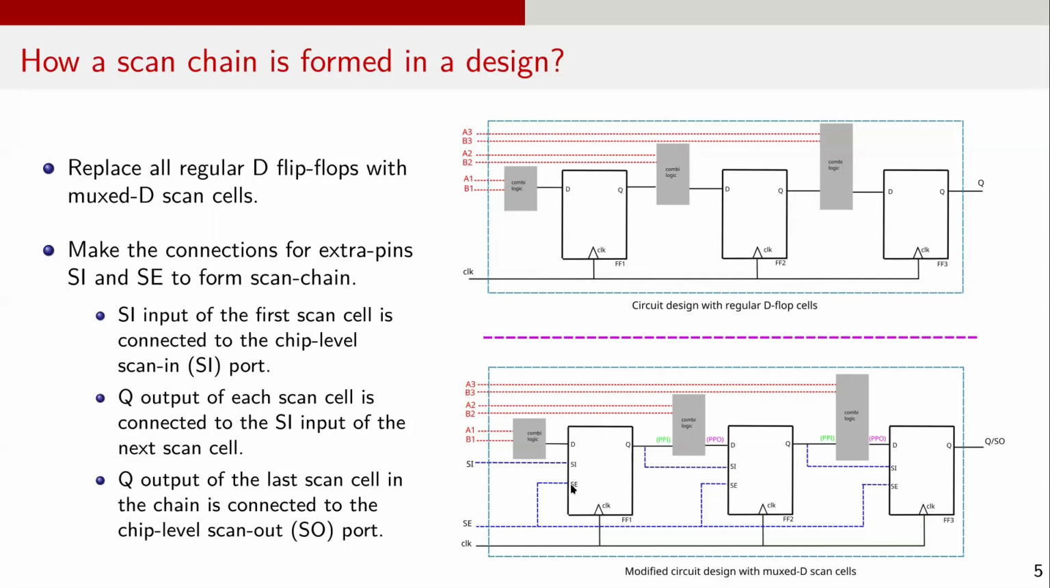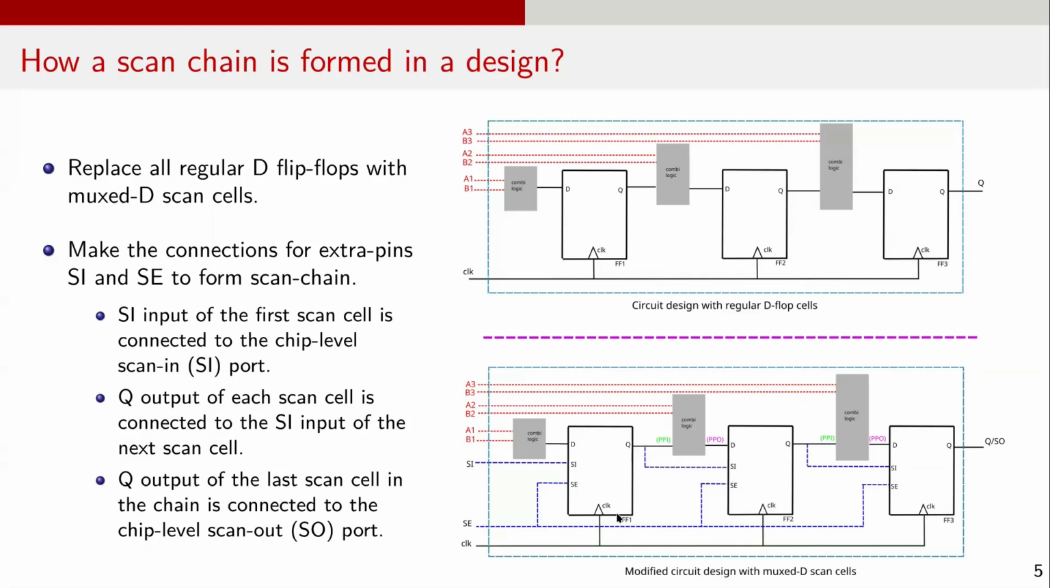Suppose after reset, the 3 scan cells contain 000, and we want to load a value 101. To do this, we apply 101 serially at SI port, set scan enable SE as 1, and toggle the clock. After 3 clock cycles, the desired values are loaded into the scan cells, which are then available at the Q pin of the scan cells.